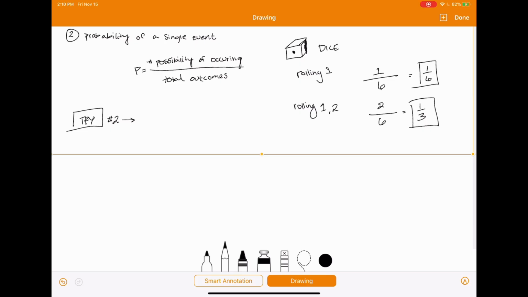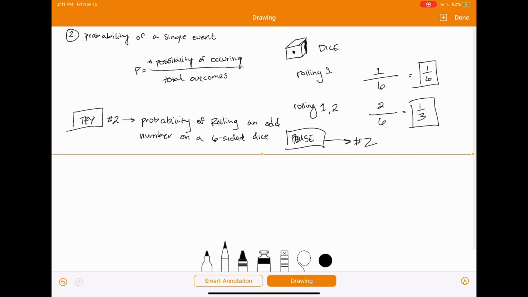Let's see. If you're rolling a dice, find the probability of rolling an odd number on a 6-sided dice. Let's go ahead and pause your video, work that out, and you can check your answer with number 2 in the PDF.